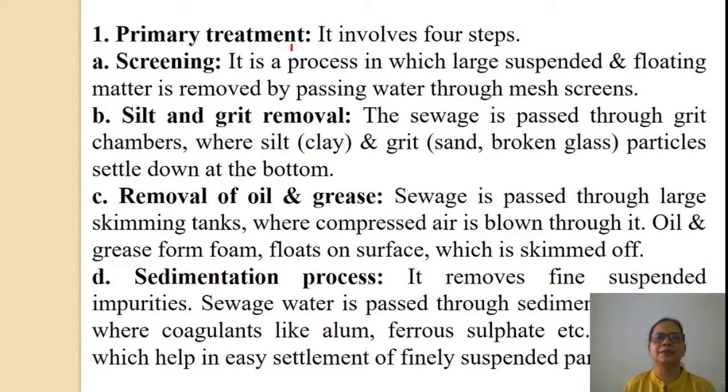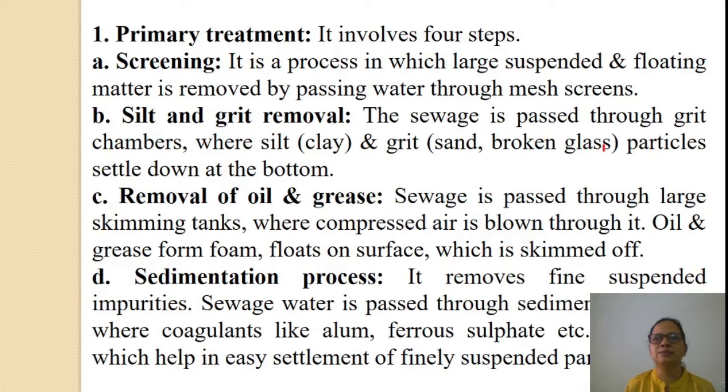First, primary treatment. It involves 4 steps. Screening. It's a process in which large suspended and floating matter is removed by passing water through mesh screens. So huge mesh screens are used to remove suspended and floating matter. Second, silt and grit removal.